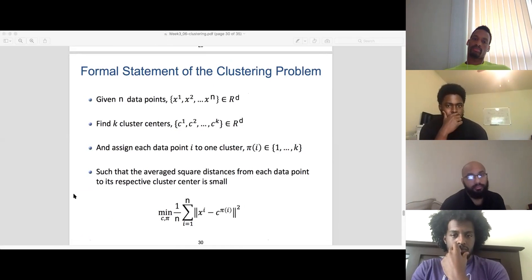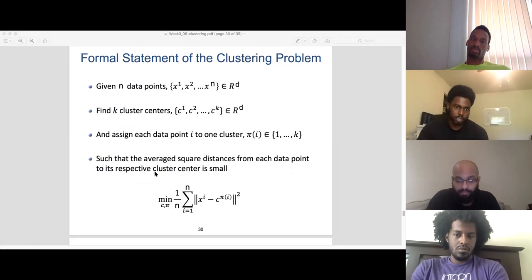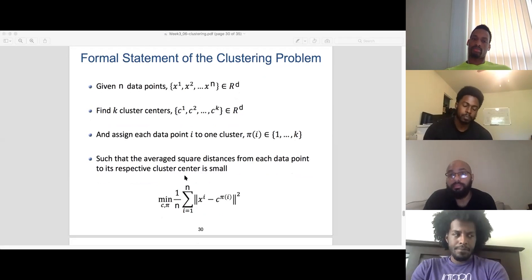So the formal way of stating this clustering problem: given n points, we're going to find K clusters. We're going to assign each data point i to one of these clusters, such that the average squared distance from each data point to its respective cluster center is small. We're minimizing the average squared distance between each data point and the cluster center by choosing a cluster center that minimizes this function.